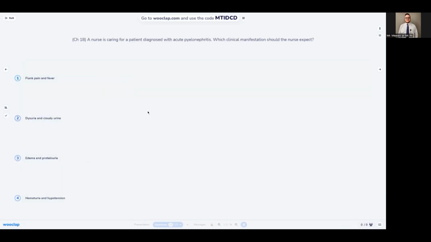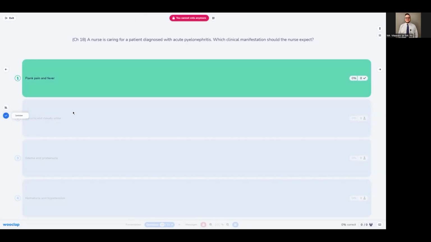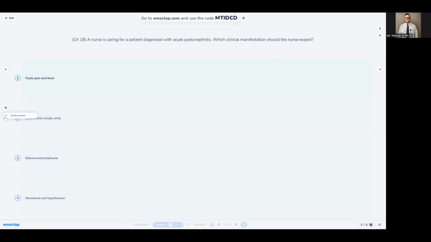A nurse is caring for a patient diagnosed with acute pyelonephritis. What clinical manifestation should the nurse expect? So remember that cystitis is a urinary tract infection of the bladder. Pyelonephritis is a urinary tract infection that has infected one or both kidneys. So what do you think the difference in symptoms would be? If you answered number one, you're correct.